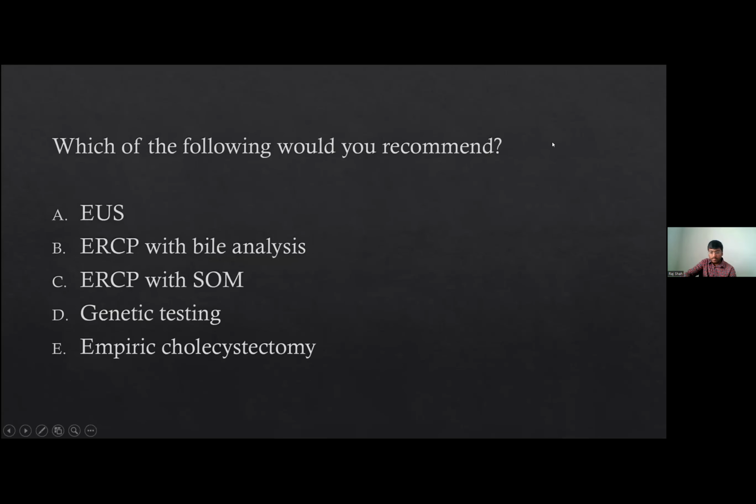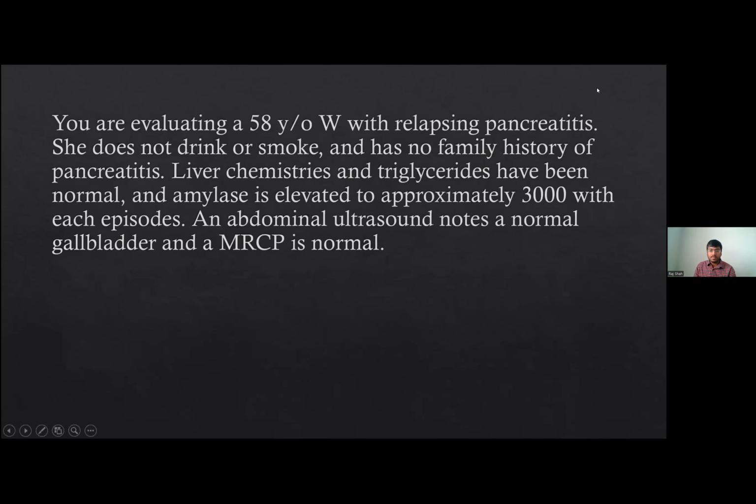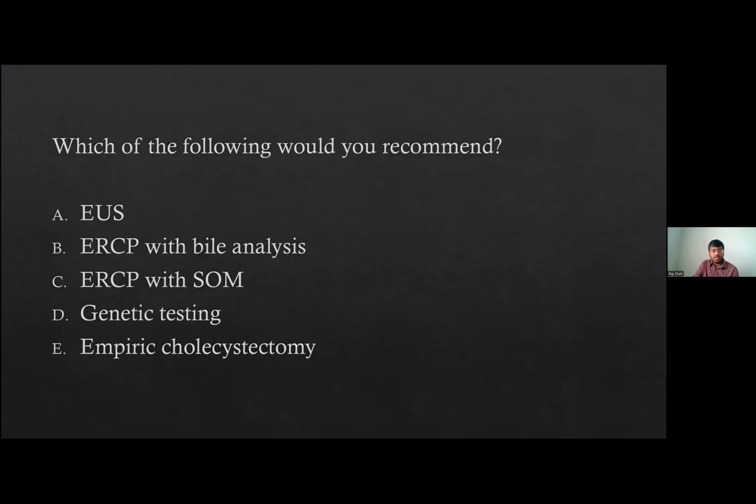Okay, sorry. So for our next case, you are evaluating a 58-year-old woman with relapsing pancreatitis. She does not drink or smoke and has no family history of pancreatitis. Liver chemistry and triglycerides have been normal, and amylase is elevated to approximately 3,000 with each episode. An abdominal ultrasound notes a normal gallbladder, and an MRCP is normal. Which of the following would you recommend next? EUS, ERCP with bile analysis, ERCP with SOM, genetic testing, or empiric cholecystectomy?